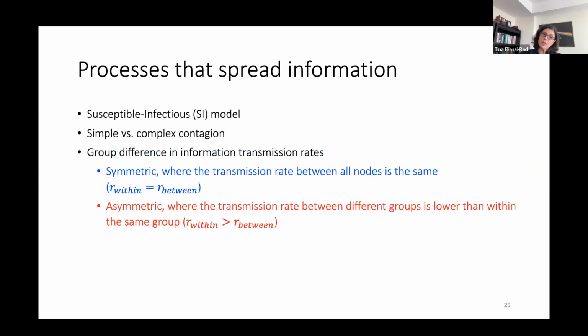And then there's this notion of transmission rates. Is the transmission rate symmetric between all the nodes, or does a piece of information transmit differently between the different groups? So does a piece of information transmit at the same rate between blacks and whites, or, for example, does it have a higher transmission rate among whites than among blacks?